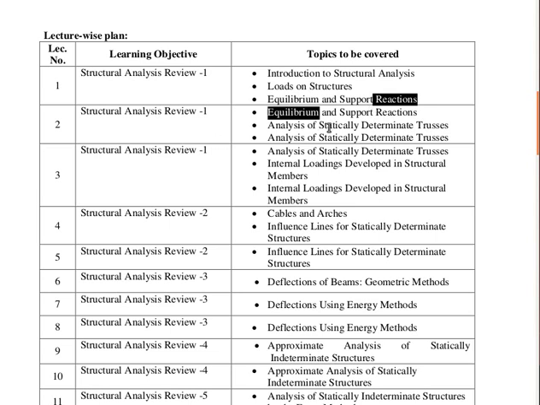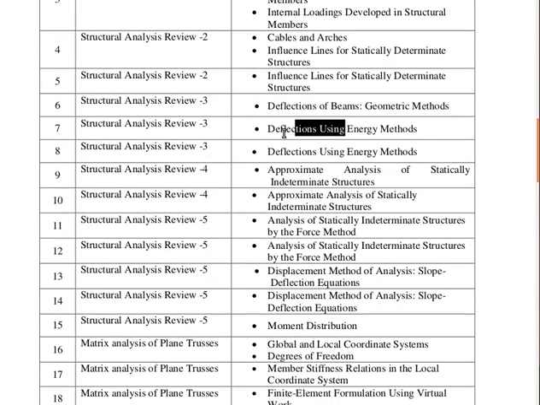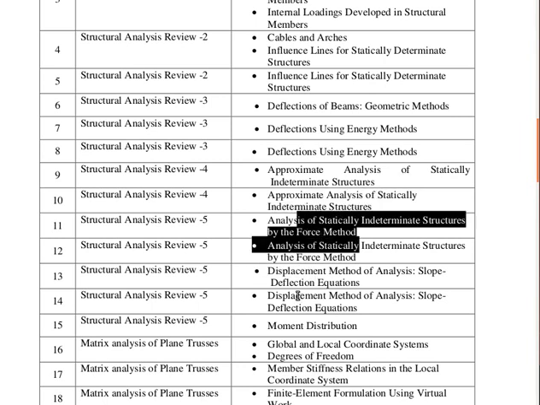Starting with the introduction to structural analysis, different loads on structures, equilibrium, support conditions, analysis of statically determinate and statically indeterminate structures, and cables and arches, 2-hinge and 3-hinge arches. Then deflection using the geometric method and deflection using the energy method. In each lecture we will complete one large topic. Basically this is the review part, so we will go very fast in these few lectures and try to complete all the basic topics. Maybe we can also discuss a little bit about matrix operations, because in the later part you need matrices more, and we will dedicate more time to matrices. So the basic operations you need to understand.